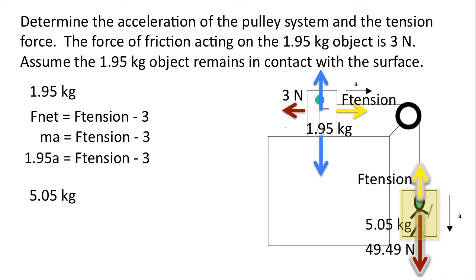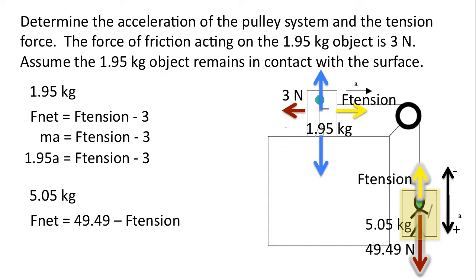Now let's focus our attention on the 5.05 kilogram object. For this object, we're going to label the positive direction and the negative direction, and the positive direction is downwards. Why is the positive direction downwards? That's because in physics, we normally associate the positive direction of a force with the direction of motion. This object is going to be moving downwards due to the force of gravity, and as a result, we are going to call the downwards direction positive. The negative direction will be upwards.